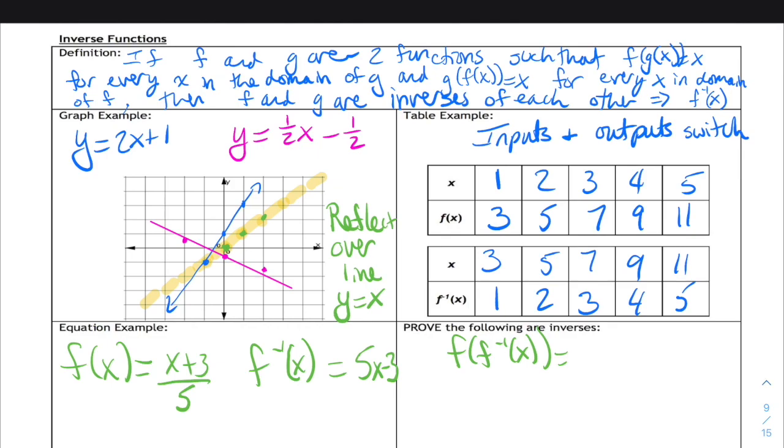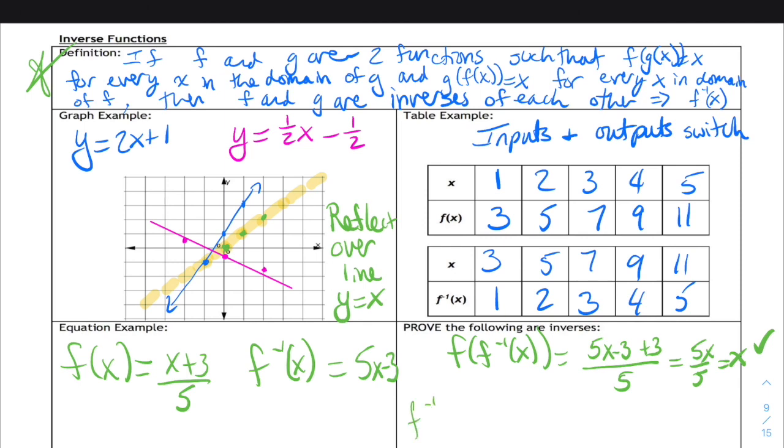So I'm going to plug in this 5x minus 3 in for x, and then add 3 and divide by 5. And that becomes 5x over 5, which is just x. So that is part of what we talked about up here, saying that when I compose them in both directions, we should get x. So let's try the other way.